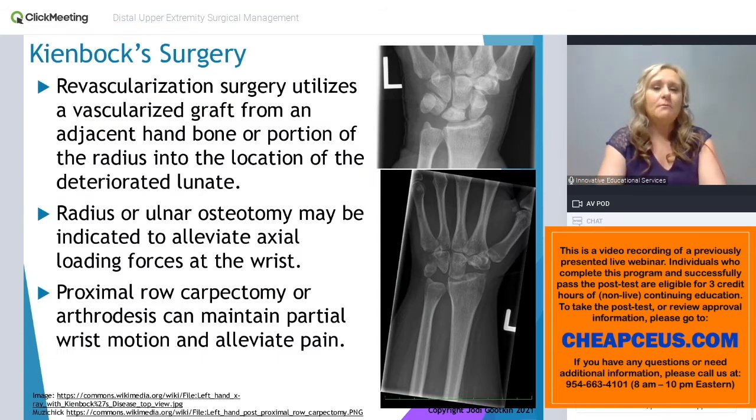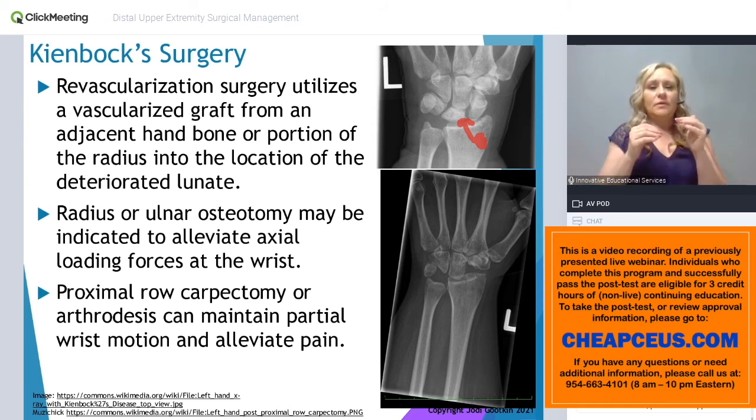Revascularization surgery might be an option if it's caught early enough before the lunate has completely deteriorated. They'll do something similar to what they do for the scaphoid, take that little piece of bone with its vascular supply from the radius and swing it over the graft site in order to try and give it a blood supply and allow a better chance of healing. If that's unsuccessful, they might need to do an osteotomy in the area of the ulna.